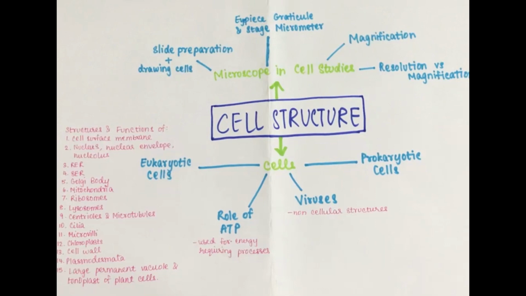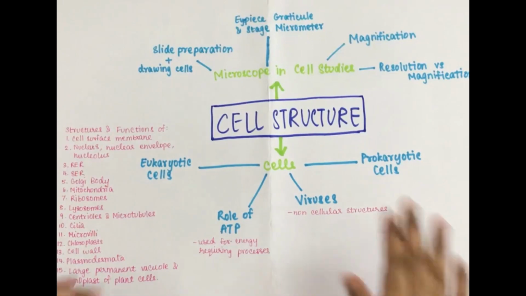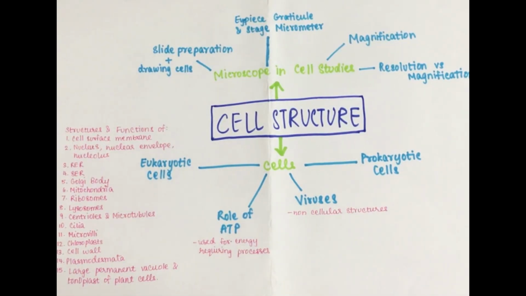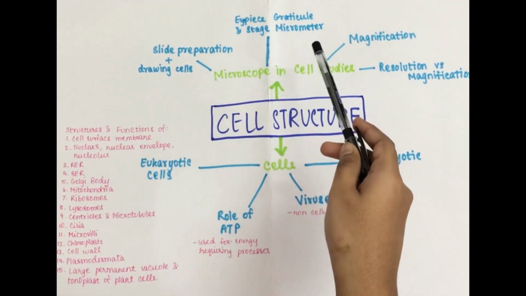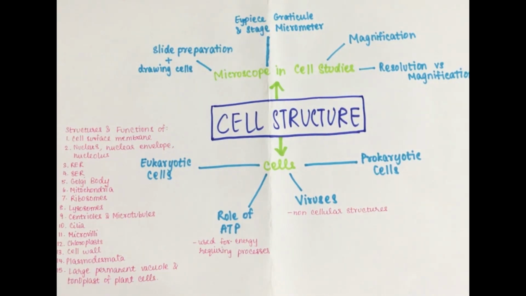In today's video, I'll be explaining cell structure of A-level biology. This is a mind map of the syllabus of cell structure, which you can also see on the Cambridge site. Now, cell structure is divided into two topics: microscopes in cell studies and cells. Now, the first two topics, slide preparation, drawing cells, eyepiece graticule and stage micrometer, are more towards the practical side. So I'll be beginning with magnification and the difference between resolution and magnification.